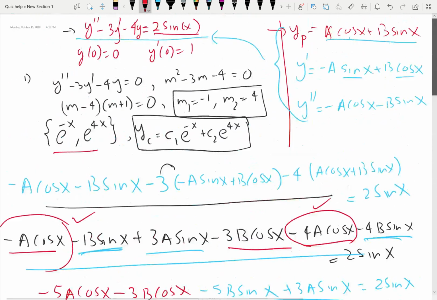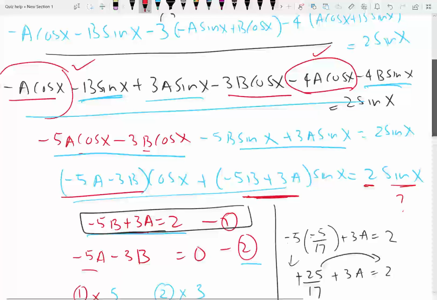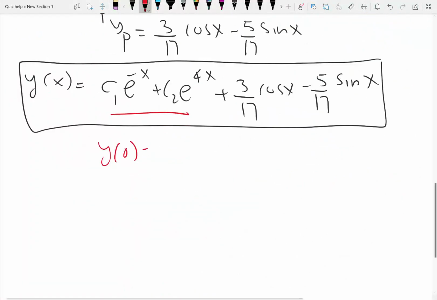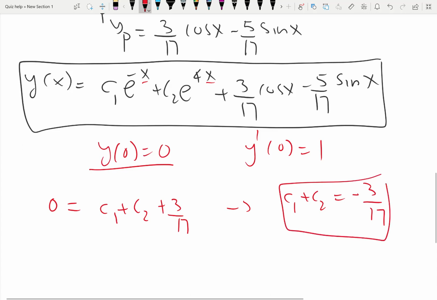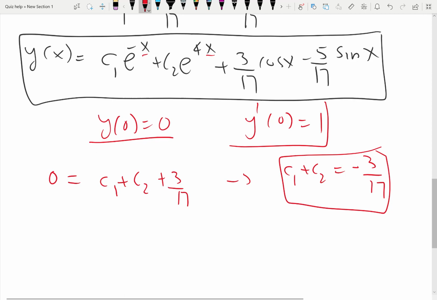So the initial conditions given here are y(0) is 0 and y prime(0) is 1. So let's use them. If you use the first condition, if you substitute 0 for x, y should be 0. So e to the 0 is 1, so c1 plus c2. Cosine 0 is 1, sine 0 is 0, so plus 3 over 17 times 1, and that equals 0. Okay, so that is done. So c1 plus c2 is negative 3 over 17. We get one equation. Now we need to use the other initial condition, but that is for y prime, so we have to find y prime here.